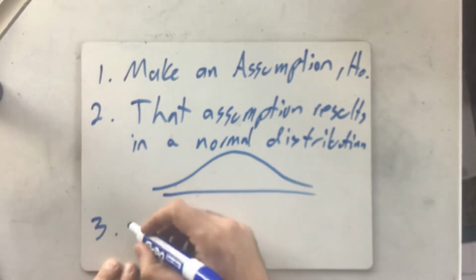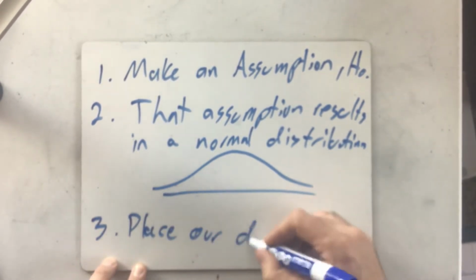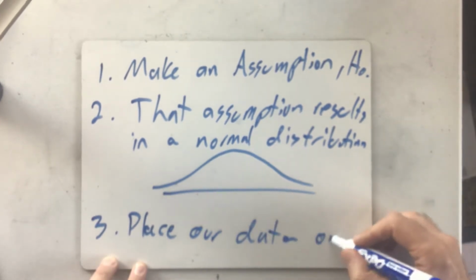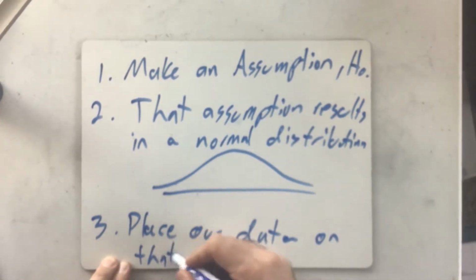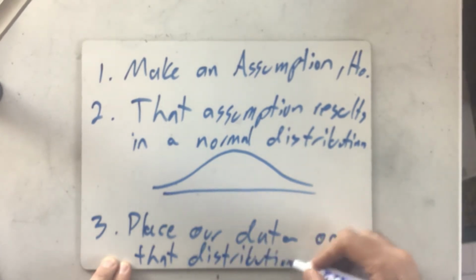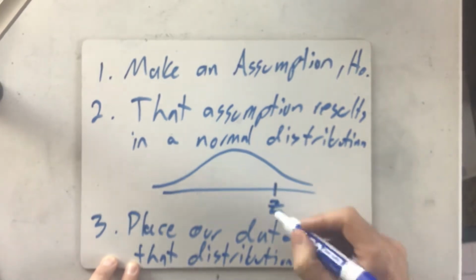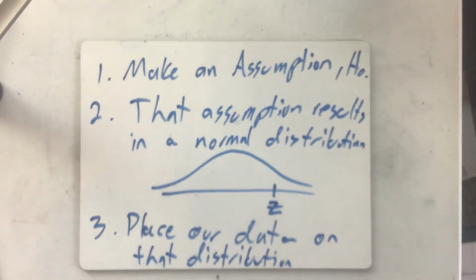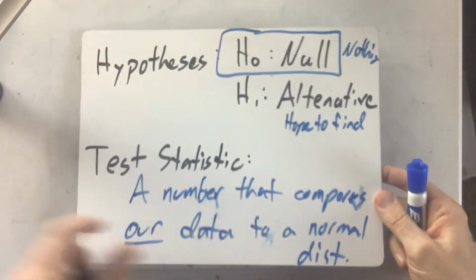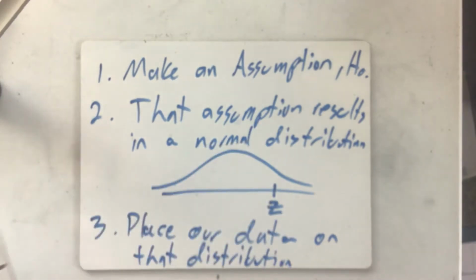So what we'll do is we'll place our data on that distribution. So maybe our data has some value like this. Maybe we'll come up with some number like that on our distribution. And that test statistic is our goal. That's what we're trying to do. We're trying to place our data at some point on that normal distribution.